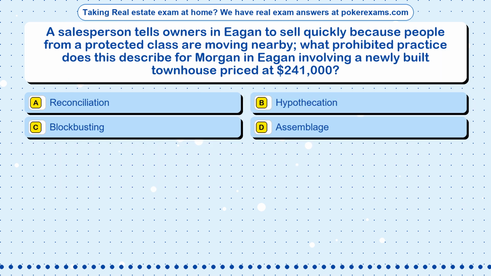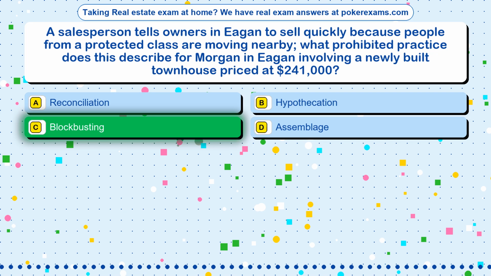Question 51. A salesperson tells owners in Eagan to sell quickly because people from a protected class are moving nearby. What prohibited practice does this describe for Morgan in Eagan involving a newly built townhouse priced at $241,000? Option A, reconciliation. Option B, hypothecation. Option C, blockbusting. Option D, assemblage.